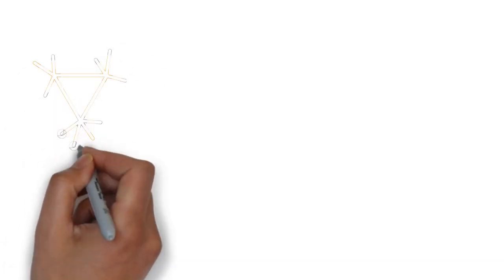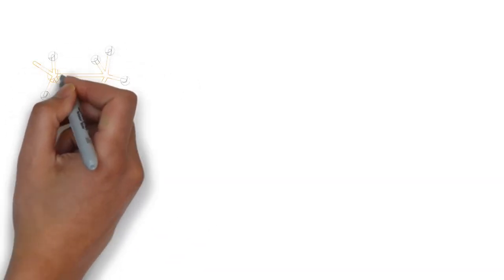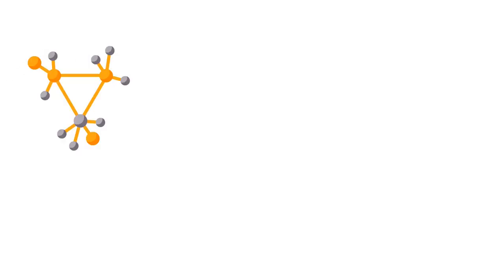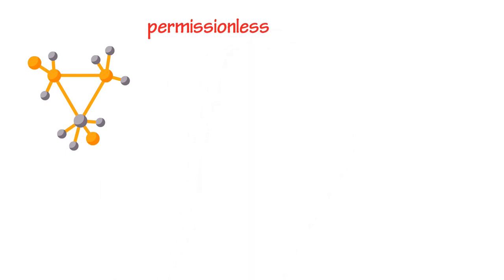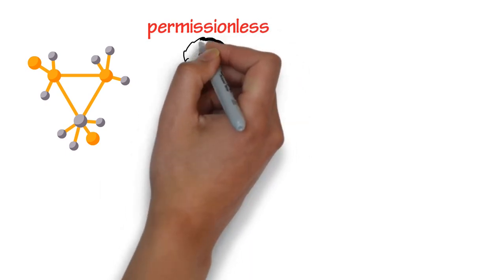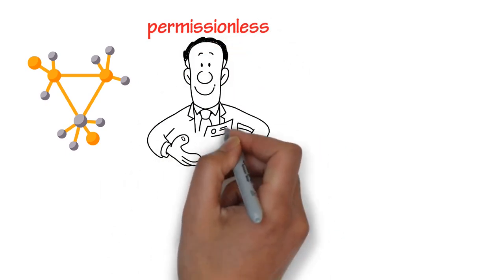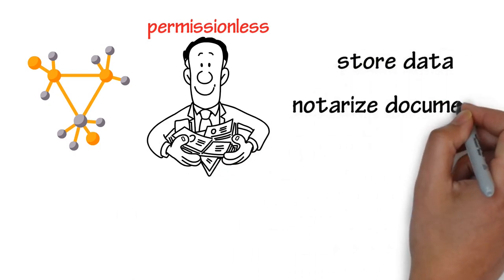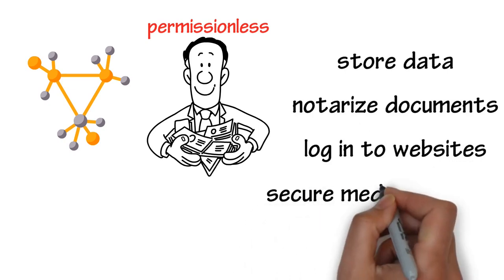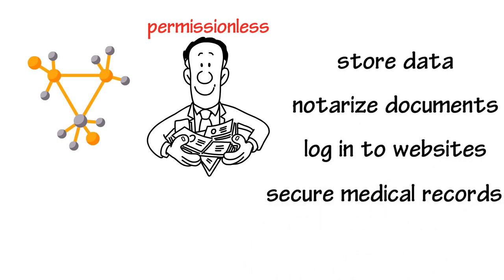DigiByte is decentralized, meaning there is no central or single point of failure that can be controlled, attacked, or taken down. DigiByte is permissionless, so you don't have to ask anyone permission to use, send, or receive DigiByte transactions. DigiByte can also be used to store data, notarize documents, log into websites, secure medical records, and so much more.